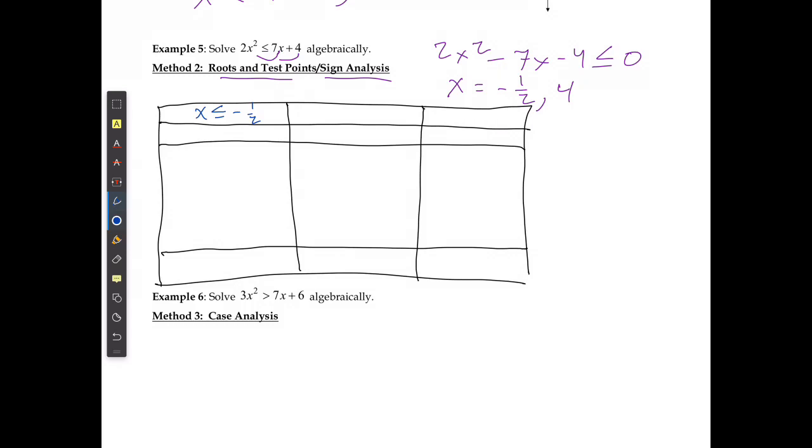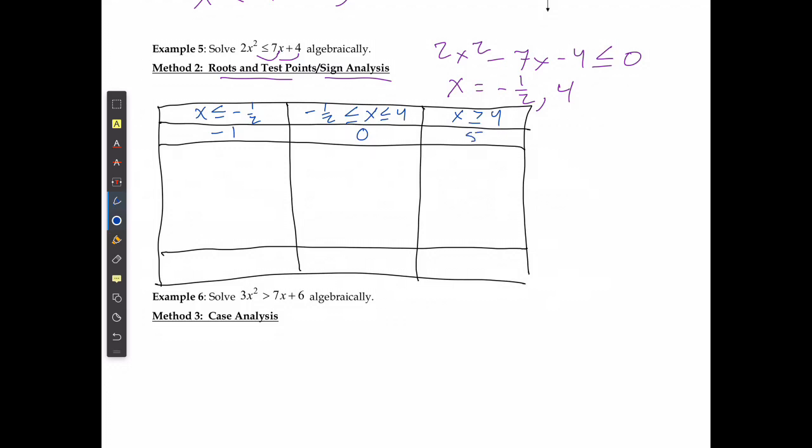The middle region, when negative 1 over 2 is less than or equal to x, which is less than or equal to 4, or when x is greater than or equal to 4. I'm going to pick test points that work. For the first one, I'm going to pick negative 1. For the middle, I'm going to pick 0. And for the top, I'm going to pick 5.